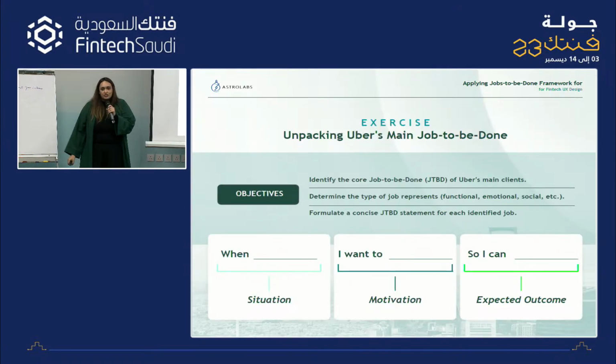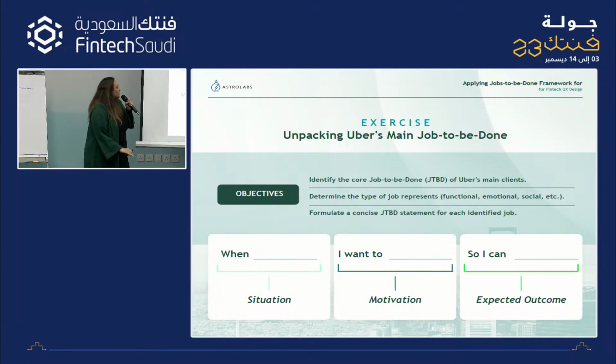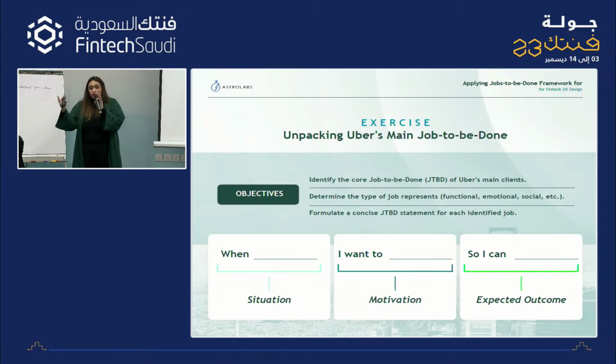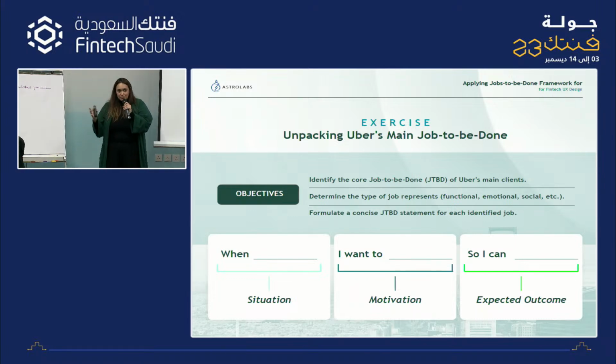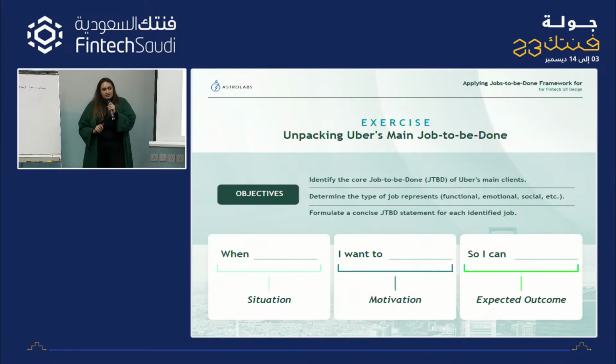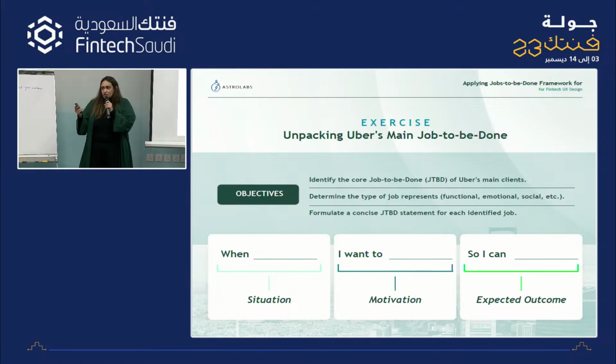So we're gonna do a little bit of an exercise together. Are you ready? More exercises, more fun. Okay, so the objective of this exercise is I want everybody to work together or in groups, and I'm going to be asking questions and you're going to be answering. But you can work together or you can work separately. It's up to you. But it's better to work together. Okay? I want you to identify the core job to be done for Uber's main client. Okay? And then you have to determine the type of job. Is it a functional job? Is it an emotional job? Is it a social job?